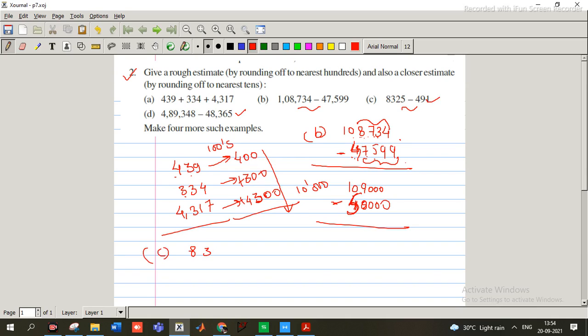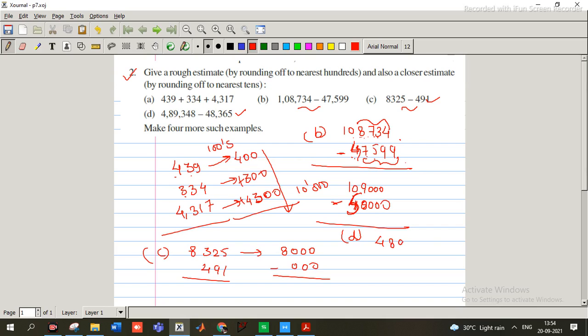It's 8325 and this is 491. So 8325 will be approximated as, let's say, 8000, and this 491 will anyway be 0 because I am approximating it to the nearest 1000. Okay, let's do this D also.